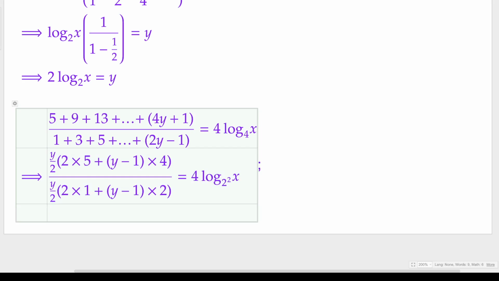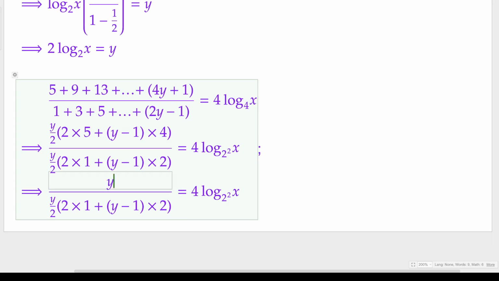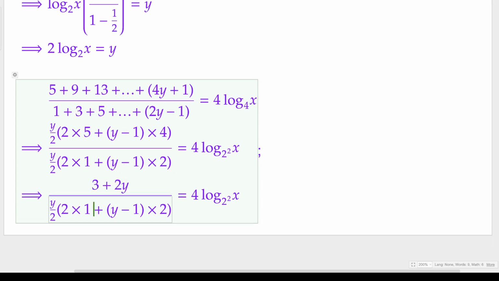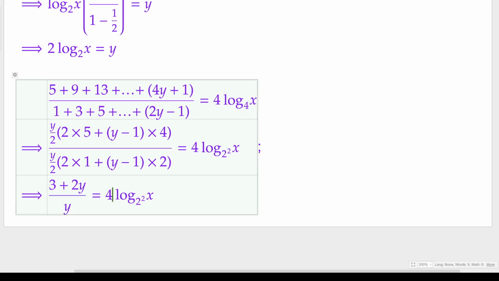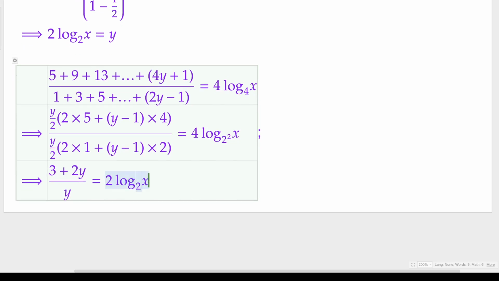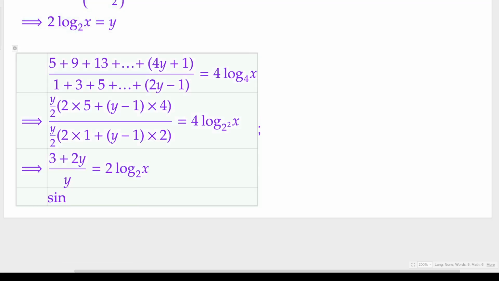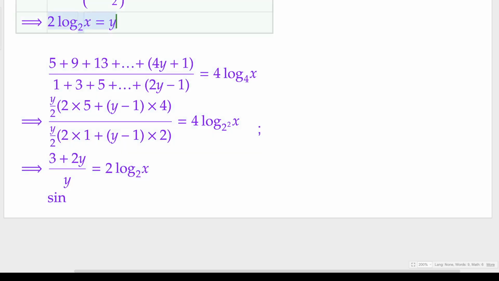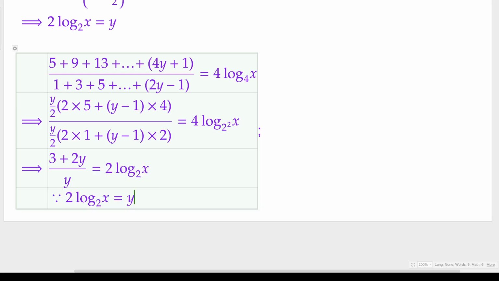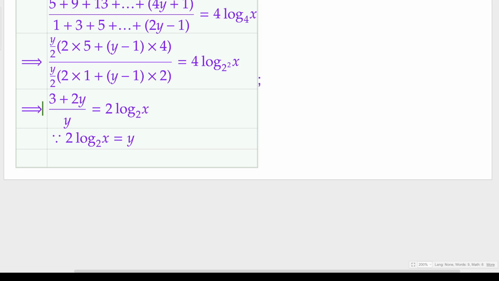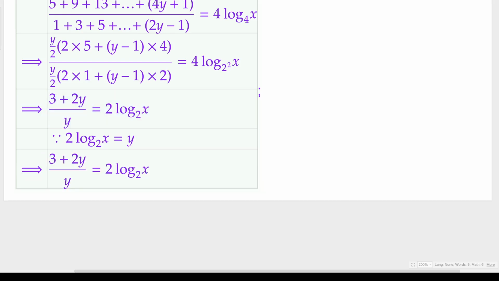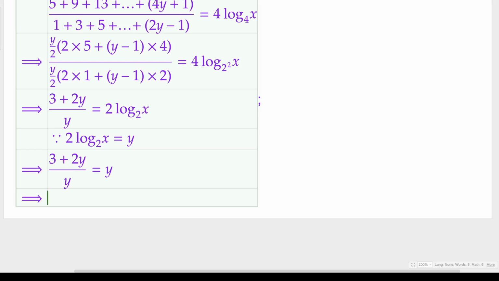On resolving this, the numerator becomes y times (3 plus 2y) over y, and the right side would be 4 over 2, because this becomes log base 2, ultimately 2 power 1. So 4 over 2 is nothing but 2. Now this 2 times log x base 2 is something that we already know is equal to y. So here I'll replace this by 2 times log x base 2 as y. Now on resolving this, this is clearly a quadratic equation.